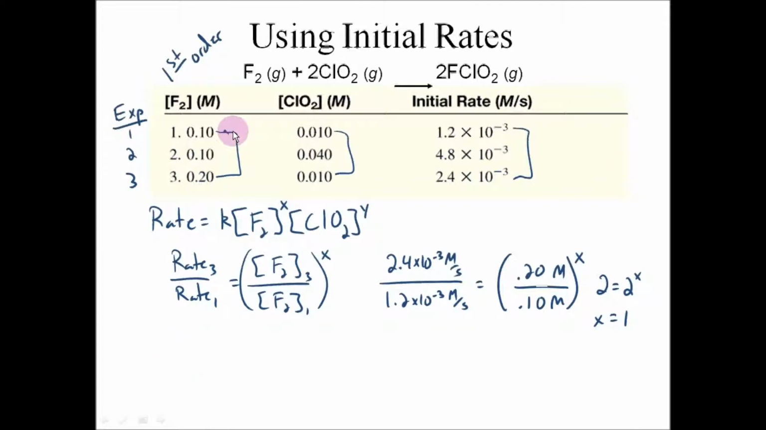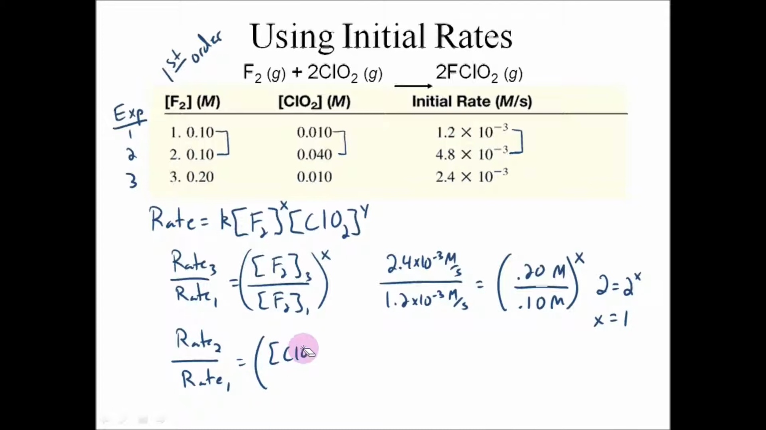Alright, so I'm going to erase these comparisons. We're going to figure out new comparisons to do. If we want to investigate the ClO2 to figure out what Y is, we need to isolate ClO2. When does ClO2 change and the F2 stays the same? Right here we see the F2 is going to stay the same between experiment 1 and 2, and the ClO2 is changing from experiment 1 to 2. So we're going to compare rate 2 over rate 1 to isolate this ClO2 change.